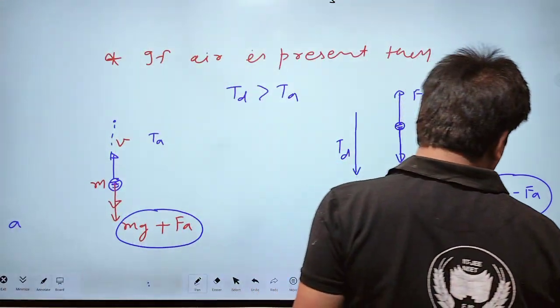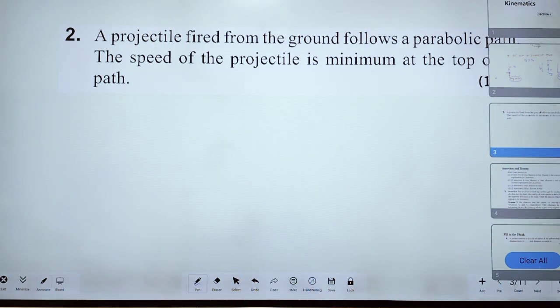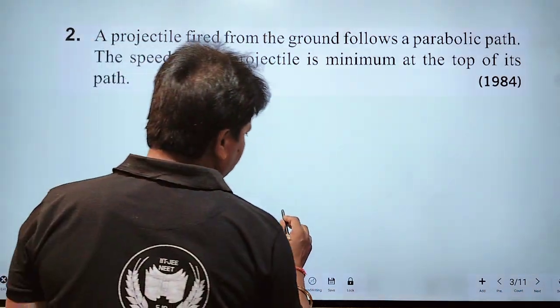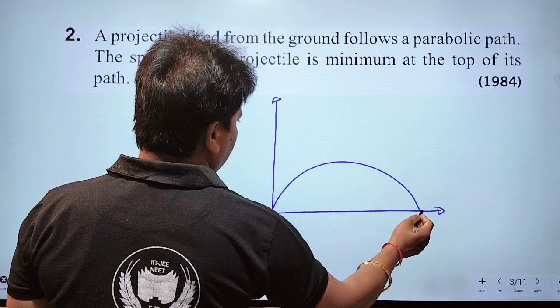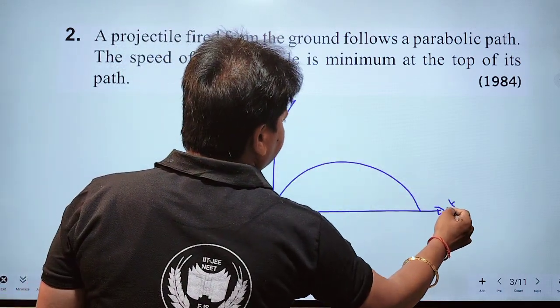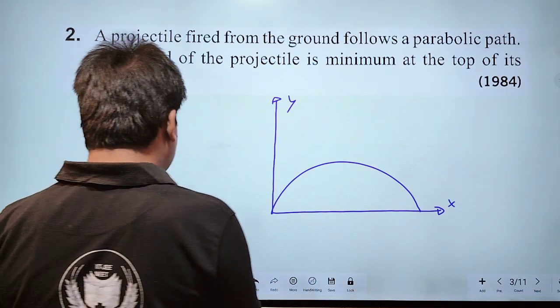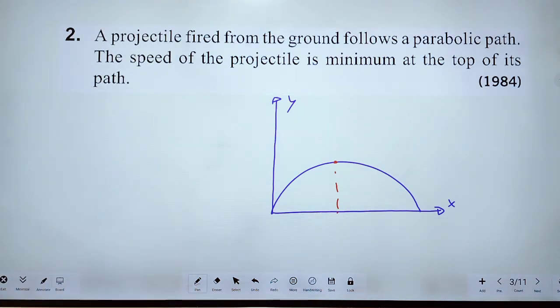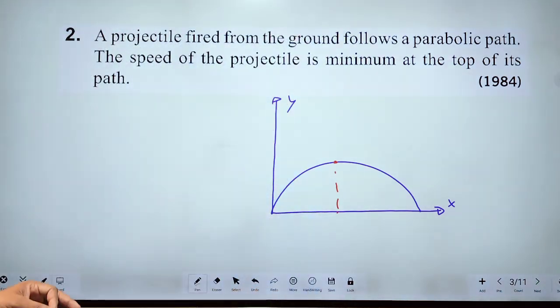Now I am going to solve question number 2. A projectile fired from the ground follows a parabolic path. The path of the projectile will be parabolic. The speed of the projectile is minimum at the top of its path. This is the top. Is it correct or wrong? This is correct.